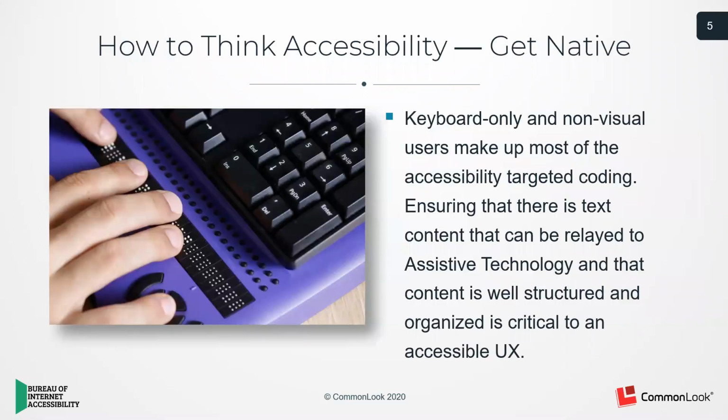So how to think accessibility, get native. Keyboard only and non-visual users make up the majority of all accessibility targeted coding. There certainly are other aspects, such as color contrast for nearsighted or slight-sighted people, but the majority of coding for accessibility applies to keyboard only or non-visual users.